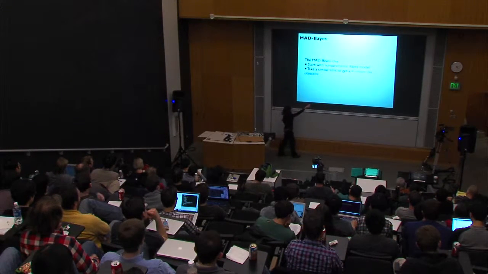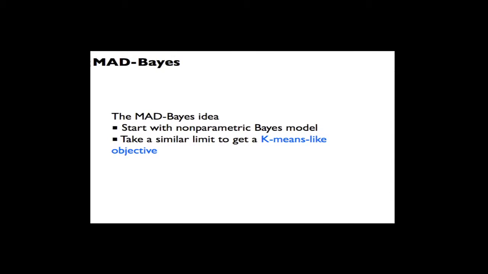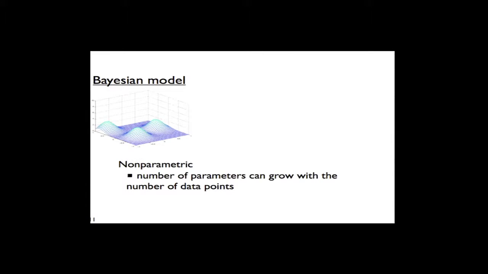OK, so we want to get a K-means-like objective and nice algorithms in the way that I've described, starting with a non-parametric Bayesian model. Just at a very high level, what I mean by non-parametric Bayes is the following. One, instead of trying to find a point estimate of cluster centers and assignments of data points to clusters, a Bayesian model finds entire distributions over all of these quantities. And two, what I mean by non-parametric in this context is that the number of parameters can grow as the size of the data grows.